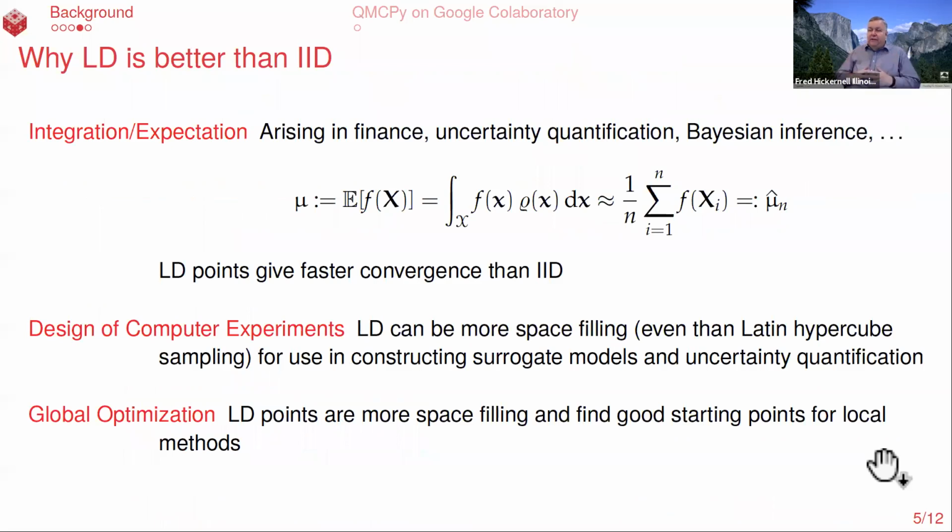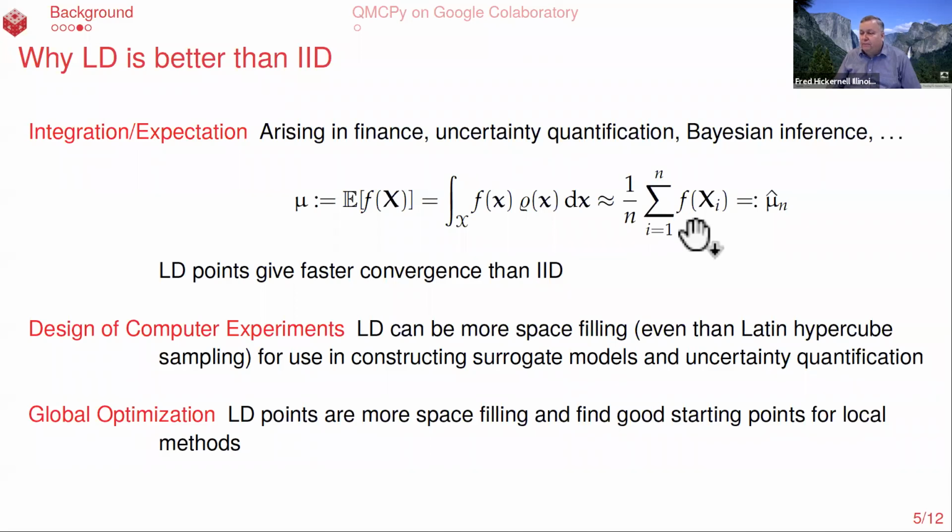So let's talk briefly about why you would want to use low discrepancy points rather than IID points. In integration problems or expectation, you can think of it either way. So a statistician might think of the expectation of f of x, or a probabilist might think of it this way. A numerical analyst might think of, here's my integral. But if we can write this integral so that we can think about it as the expected value of f of x, then what we have is the answer is a mean, the mean of f of x, and our approximation is the sample mean.